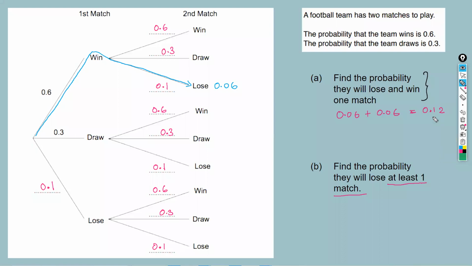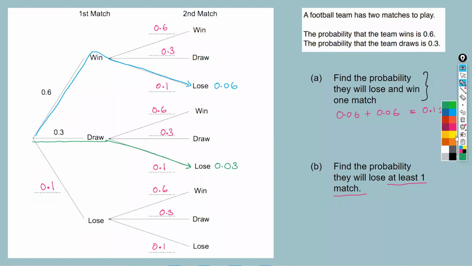What's another way it can happen? Well, couldn't you draw the first game, and then after drawing the first game, you lose the next game? To me, that involves 1 loss, at least 1 loss. So it's 0.3 multiplied by 0.1. That's 0.03, right? If you multiply these two.